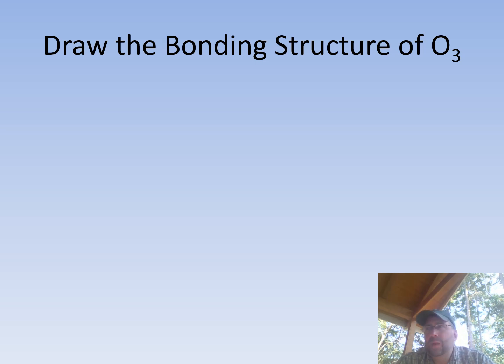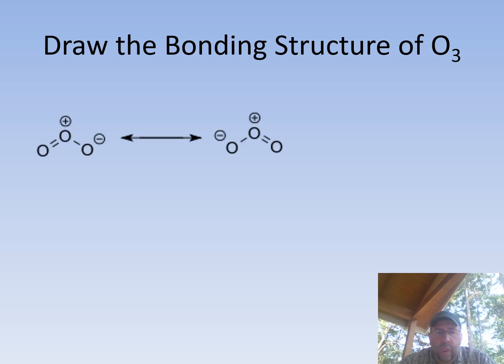Okay, let's try another. Draw the bonding structure of O3. That's the ozone molecule. All right, so let's see if you were able to do it. In this case, oxygen is going to do something kind of interesting. It's going to make a double bond to one oxygen and a single bond to another. And the way it's going to do that is something known as formal charge. So let's look a little deeper at what this will end up doing.